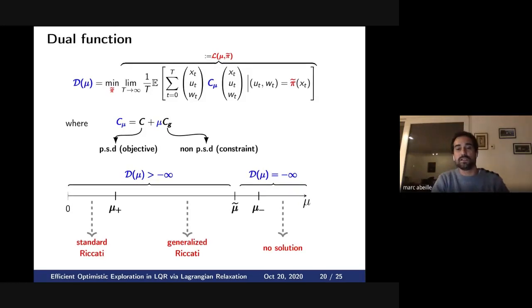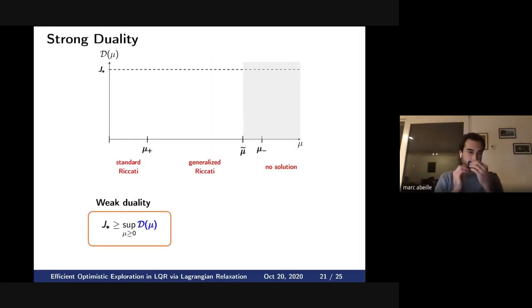So before mu tilde, we're inside the domain, things are well defined and can be obtained by a Riccati equation. After mu tilde, we're out of the domain and the problem is degenerate. So in light of strong duality, what we need to show is that d mu attains and reaches the optimal value J star within its domain. So this is what I illustrate here.